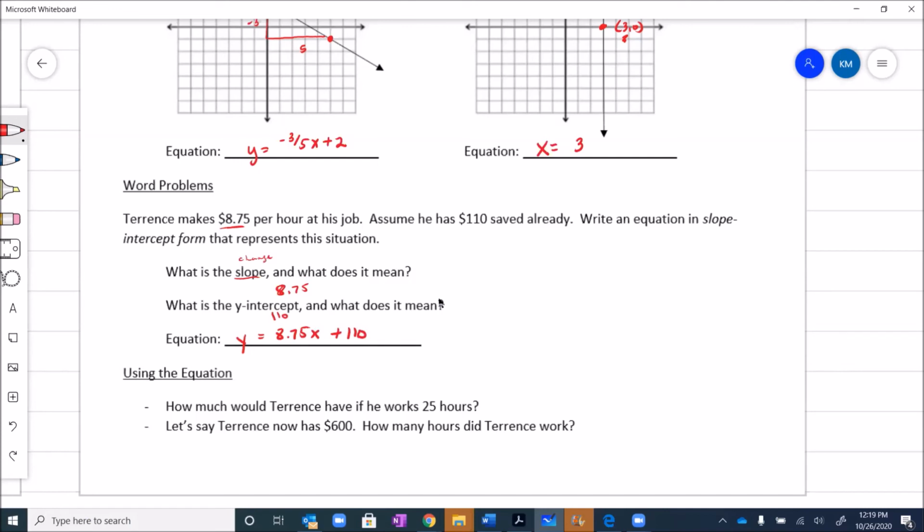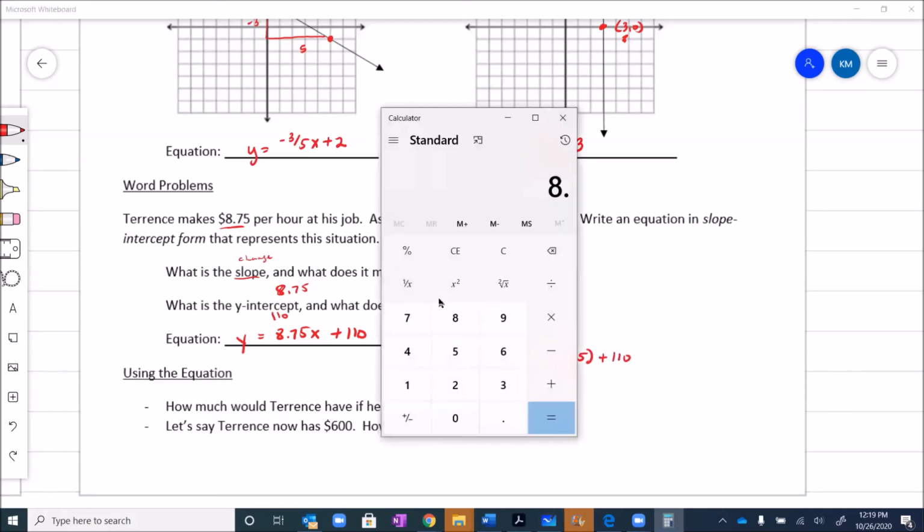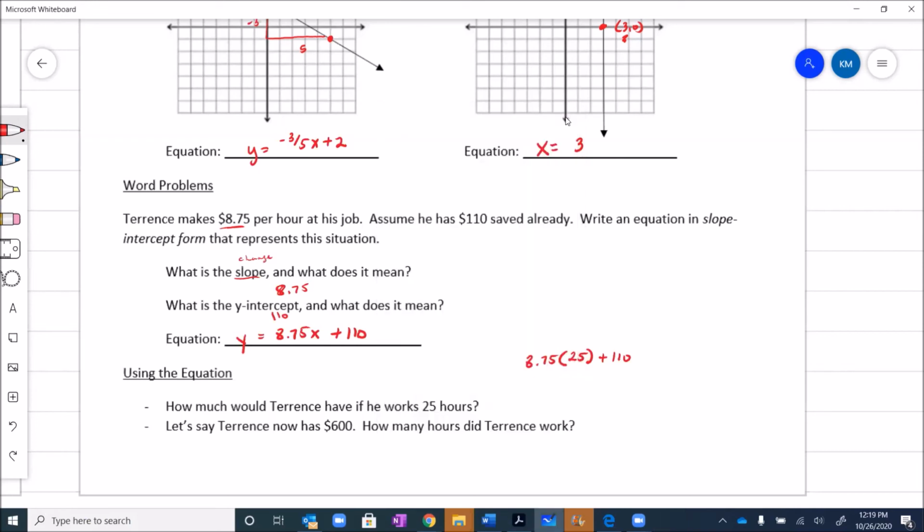Okay, how much would Terrence have if he worked for 25 hours? Well, with this equation, we can say 8.75. Our x would stand for how many hours he works, right? Because it's like $8.75 per hour plus 110. So 8.75 times 25 gives us $218.75 plus $110 he's already saved, $328.75. Okay, and we can just write that here.